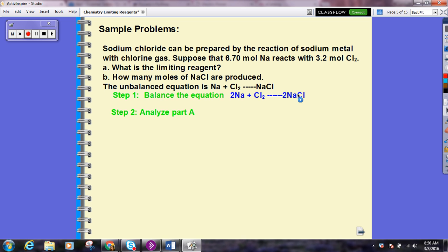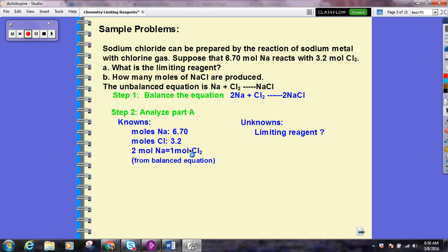Now we can go on to our step 2, which is to analyze part A. This is a really important step, although it seems maybe superfluous or like you've already got it. When we analyze, we determine our knowns and our unknowns. We know the number of moles of Na, which is 6.70. We know the number of moles of chlorine, which is 3.2. We also know from our balanced equation the ratio of sodium to chlorine. What don't we know? The limiting reagent. So let's go calculate that for part A. Remember, this isn't the end of the problem, we're just calculating the first part.